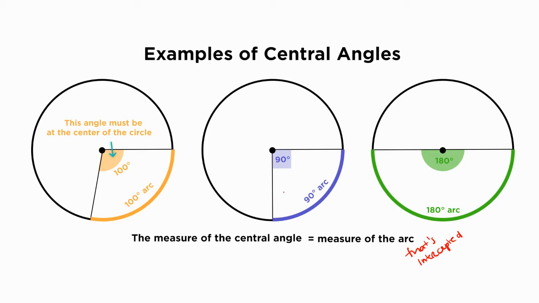So sometimes, like those of you that like using highlighters, this is your time. This angle must be at the center of the circle. If I can confirm, oh yes, this is the center. It is. It has to be. If the arc and the angle are congruent, then it must have been a central angle. Pretty cool.